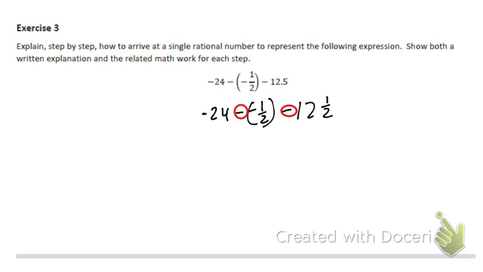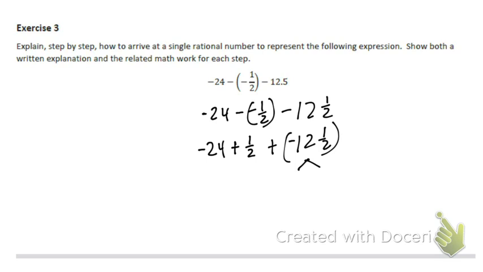Next, you're going to go ahead and change those subtractions, right? So subtracting negative half is the same as adding positive half. Remember, subtracting a negative is the same as adding a positive. Then subtracting 12.5 is the same as adding, but now 12.5 becomes negative 12.5. Okay, so from there, again, you might have done yours a little bit differently. As long as you show some work, you're okay.